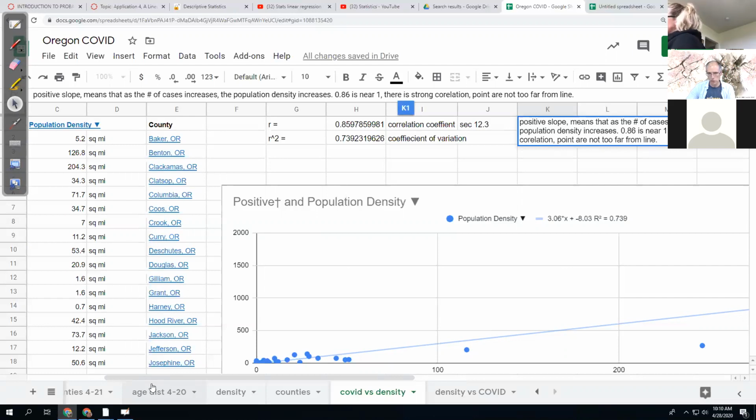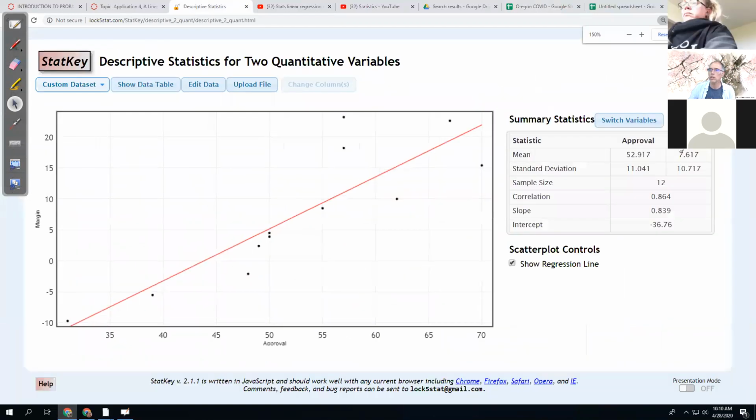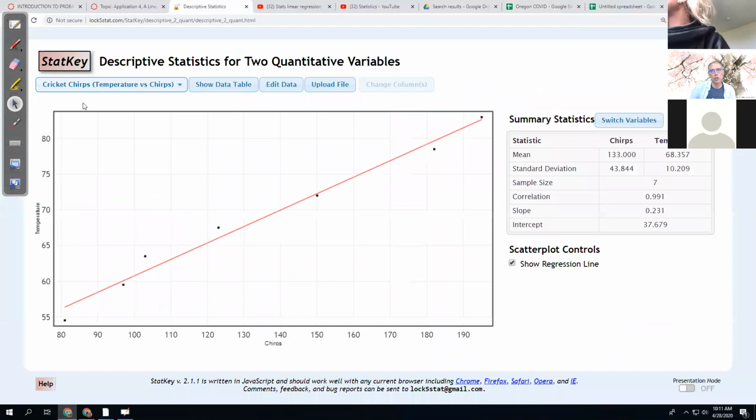So just to show some various examples, if we look back at the StatKey data, this correlation, let's blow that up, 0.864, so the points are relatively close to the line. We got a few that are farther out. If we look at something like the cricket chirps, this one has a correlation of 0.991. That's pretty close to 1. Notice how close the points are.